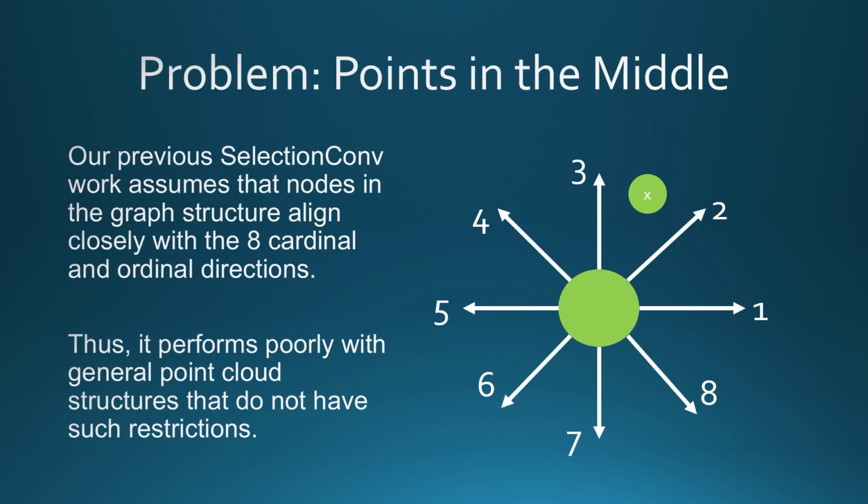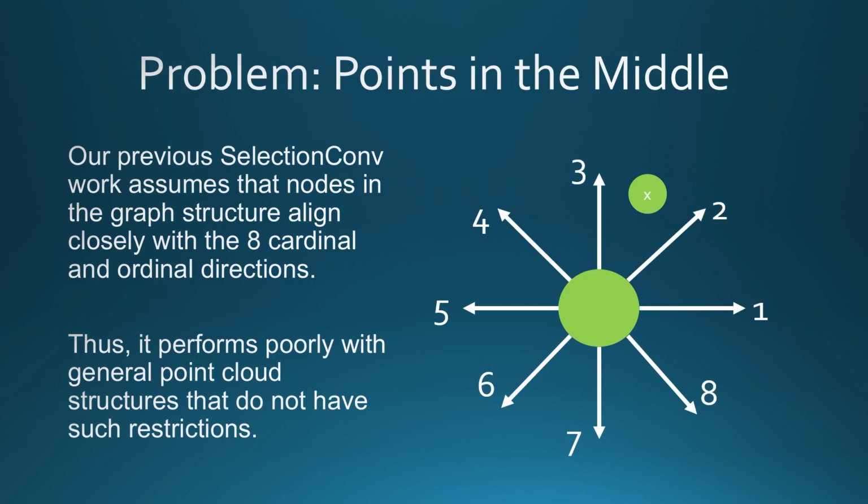In our original SelectionConv work, we always assumed that the nodes in the graph were aligned to the 8 cardinal or ordinal directions, since our experiments primarily showed the ability to operate across seams and unique image types. However, such an assumption means that SelectionConv performs poorly when nodes do not lie along such axes, which would commonly be the case in general point cloud structures.